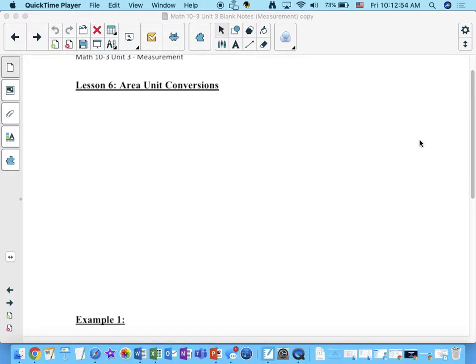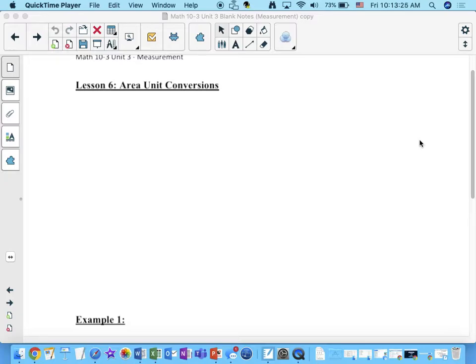What is area a measurement of? Yeah, the space inside, flat space. So for example, if you were wrapping a gift and you needed to know how much wrapping paper to use, that would be area, because that's flat space. Okay? So far, we have been talking about how we convert units with distance, with length. And today we're going to talk about how to convert units with area.